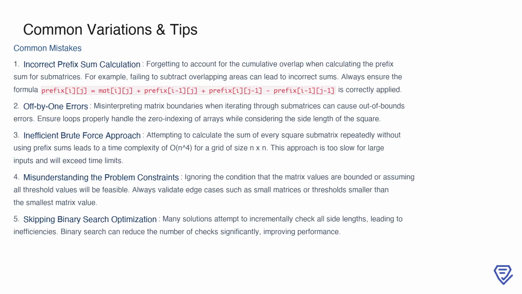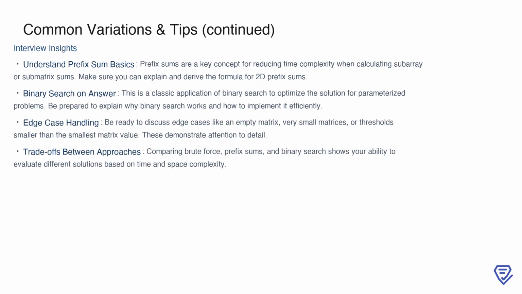Additionally, misunderstanding the problem constraints can lead to flawed solutions, such as assuming all threshold values are feasible without considering edge cases like tiny matrices or thresholds smaller than the smallest matrix value. Finally, skipping the use of binary search for optimization can be a significant inefficiency. Instead of incrementally checking all side lengths, binary search allows you to significantly reduce the number of computations, making your solution much faster.